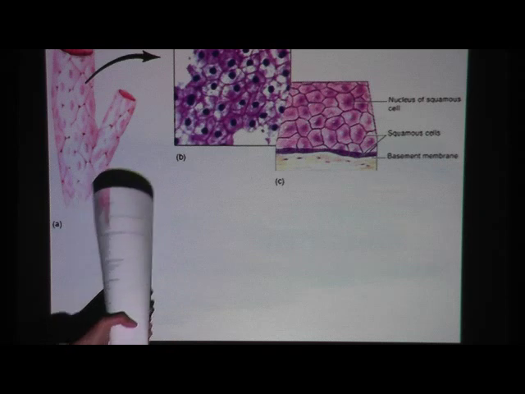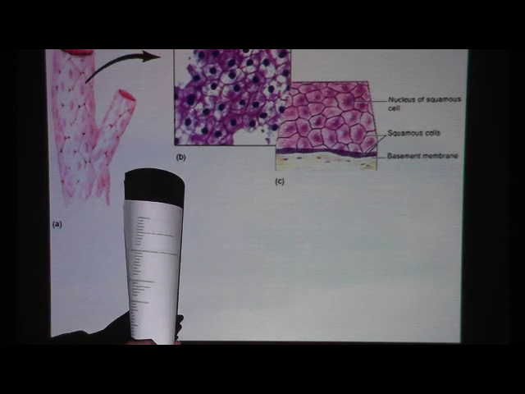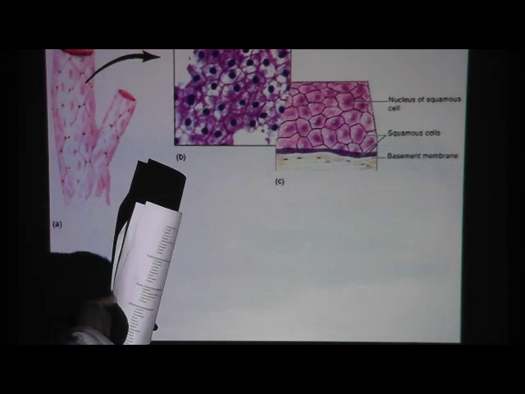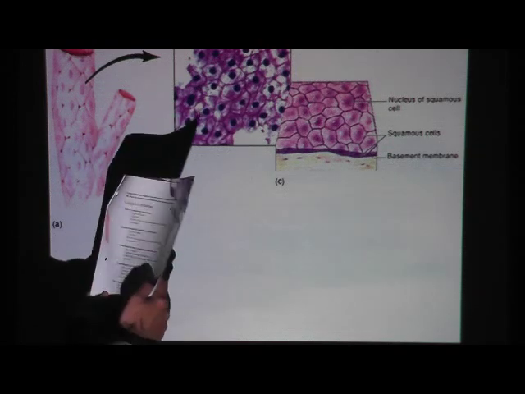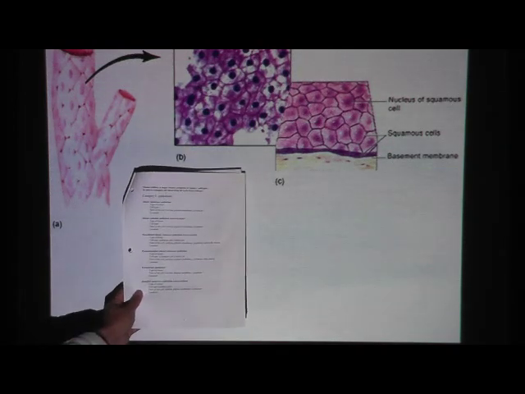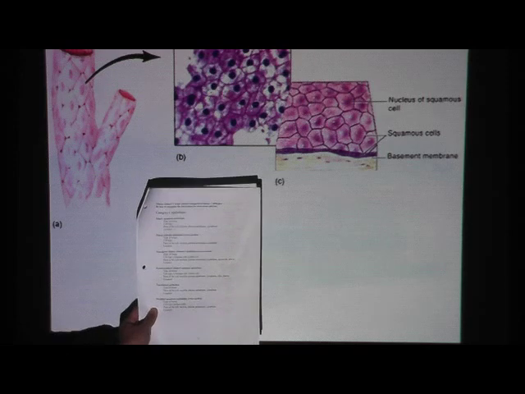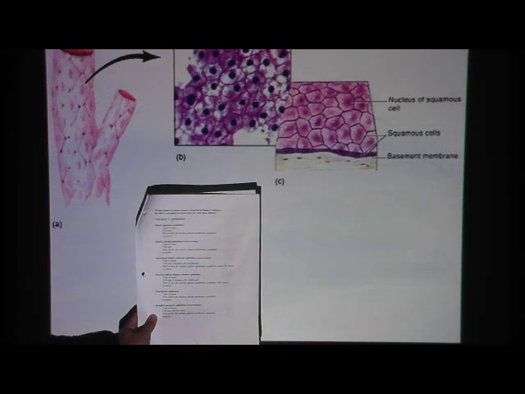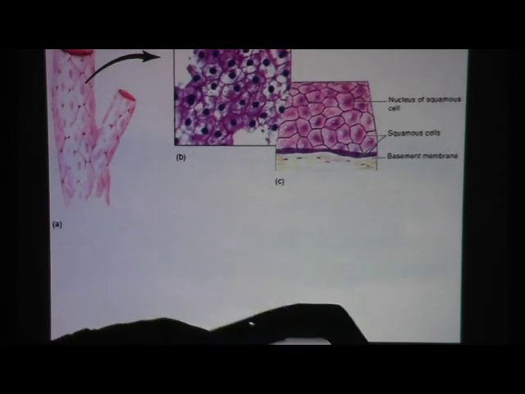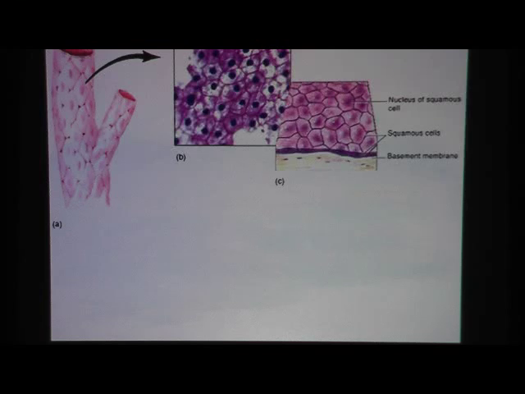And how do I go from A to B? Well, I'm going to cut the blood vessel down the side here, and then I'm going to open it up, and you see the flat sheet of the side of the blood vessel. And that's picture B and picture C. Okay. So this is still simple squamous epithelium, but only seen in a different direction.